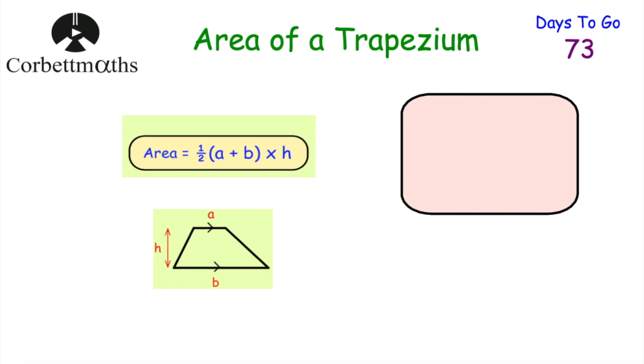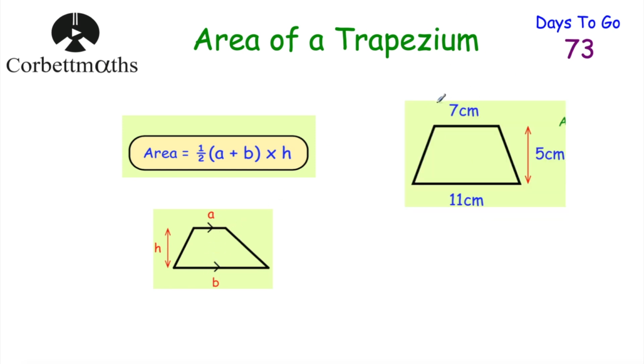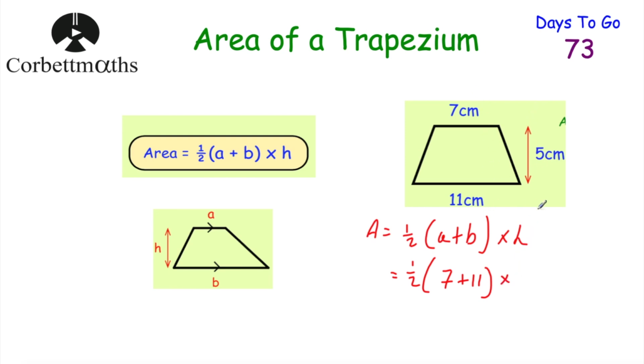Let's have a look at a question now. Here we've got a trapezium, and we want to find its area. To write down the formula, the area is equal to half, in brackets, a plus b, close brackets, and then multiply by the height. Then let's substitute in our values. a and b are the two parallel sides, so we're going to do a half of 7 plus 11, adding together the lengths of the two parallel sides, multiplied by h, the distance between them, the height of the trapezium. Let's do 7 plus 11 first of all, our brackets.